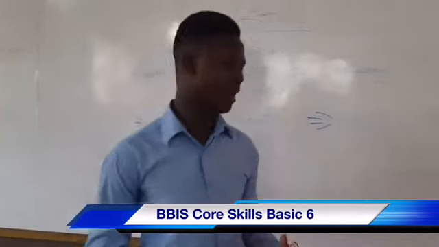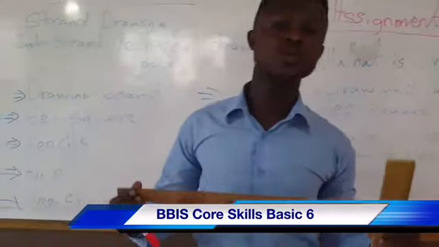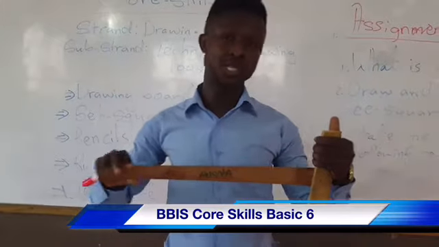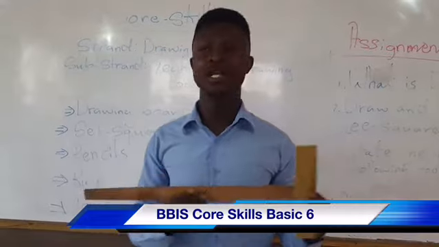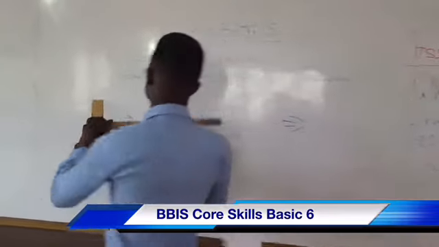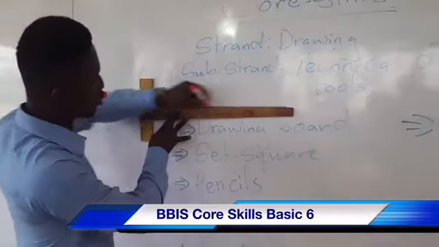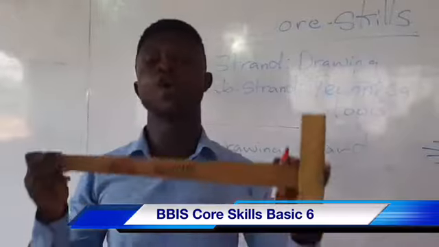So when we pick up the T-square, now this is called a T-square. Now the T-square has two parts. This part is called a stock, and this part is called a blade. Now a T-square is used for drawing horizontal lines. This is a horizontal line. This is how a horizontal line goes.